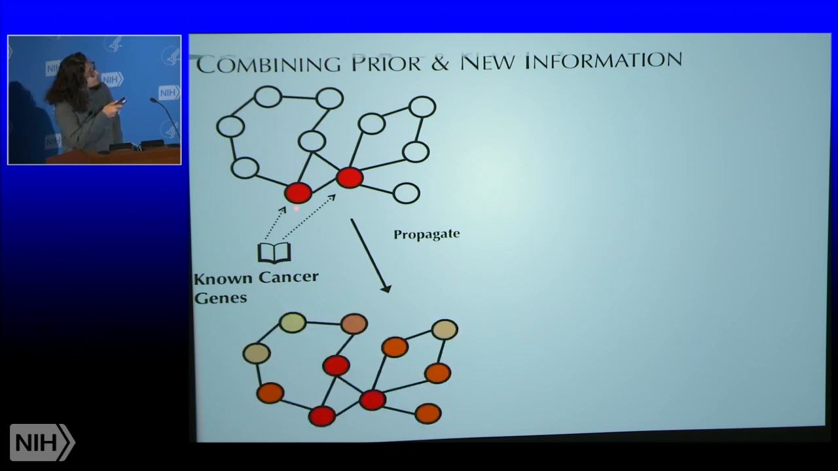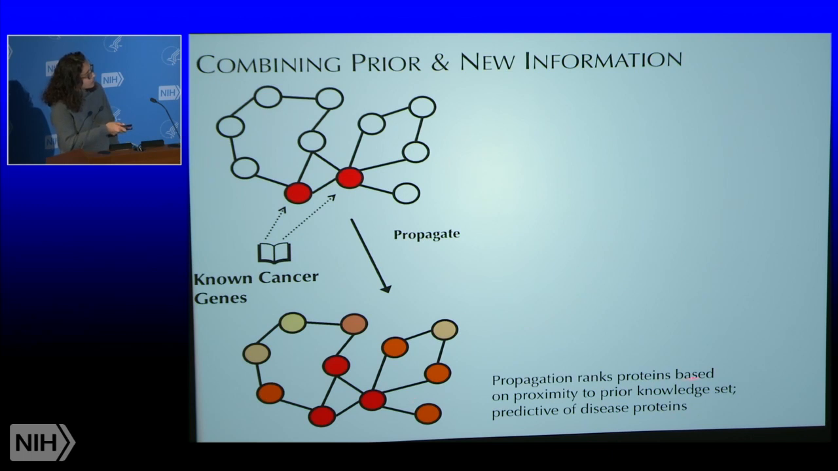Okay, so you can propagate this information using these flow-based techniques, and you would end up with this network where the proteins are colored darker if they're closer to your initial set of gold standard known cancer genes, and lighter for proteins or genes that are further away from this initial set. So this propagation ranks proteins based on their proximity to the prior knowledge set, and people have shown in previous literature that this is predictive of disease proteins.